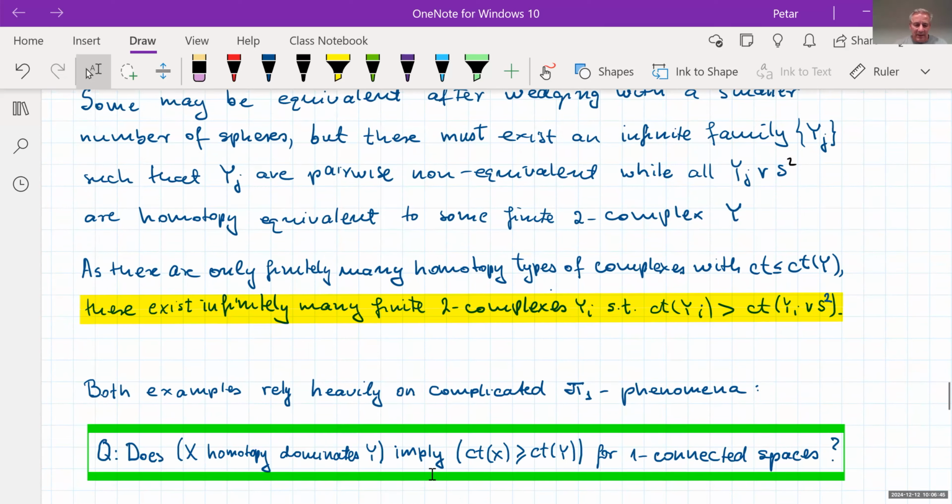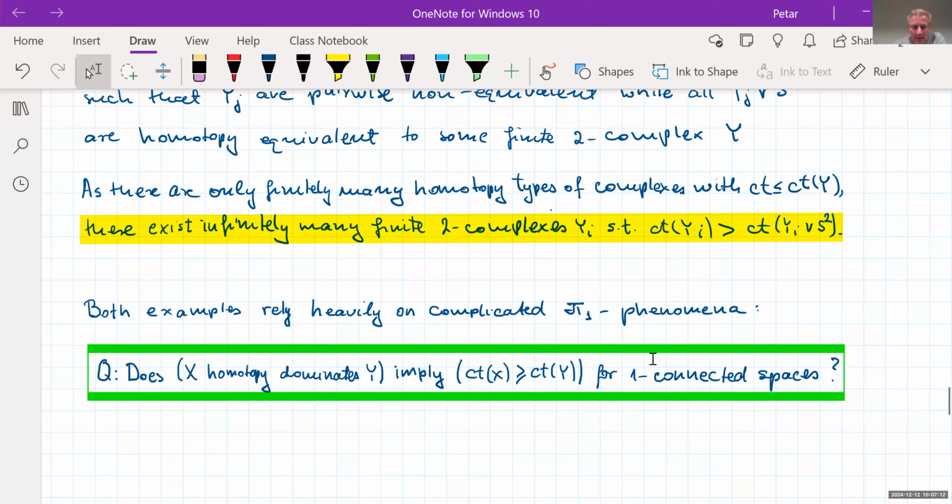Is it true for products, for wedges, or maybe even more generally, that if X homotopy dominates Y, then the CT of X is bigger or equal than CT of Y if all spaces involved are simply connected? So does this really relate to the fundamental groups, or is there something more complicated behind it? So this is my second question. Okay.